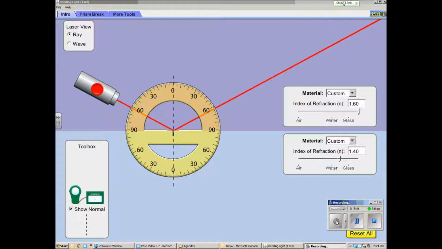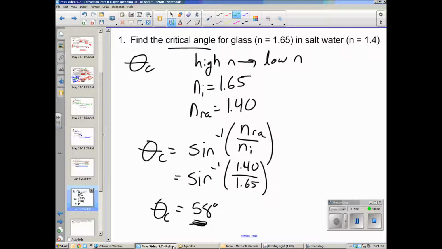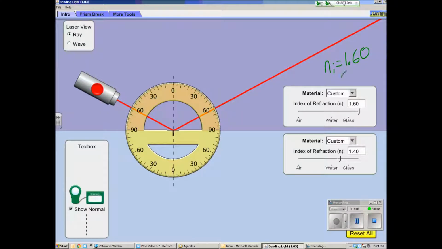All right, so I didn't realize this when I wrote this example. Unfortunately, I can only make my Ni 1.6. In the example we just did, it was 1.65. But that would be the glass. And then here's our salt water. Notice salt water is a little denser, so it's a higher index of refraction. Okay? And so what we figured out is that our critical angle is 58 degrees. For us, it's not going to be quite 58 because we have the wrong Ni, but it's pretty close.